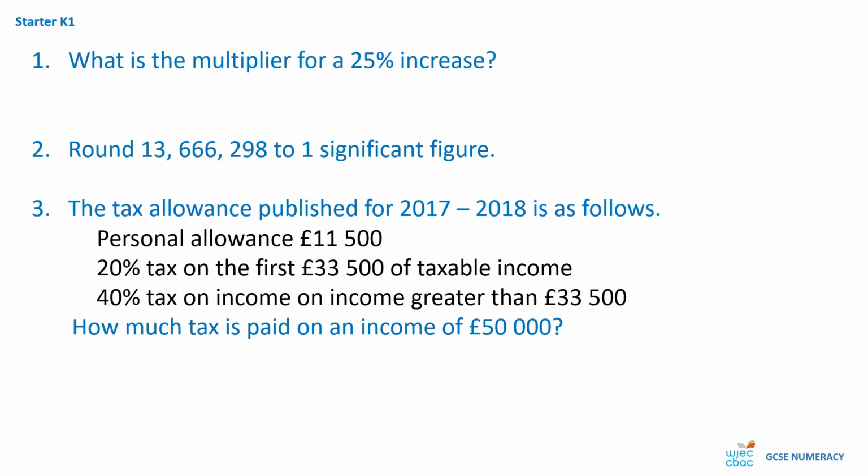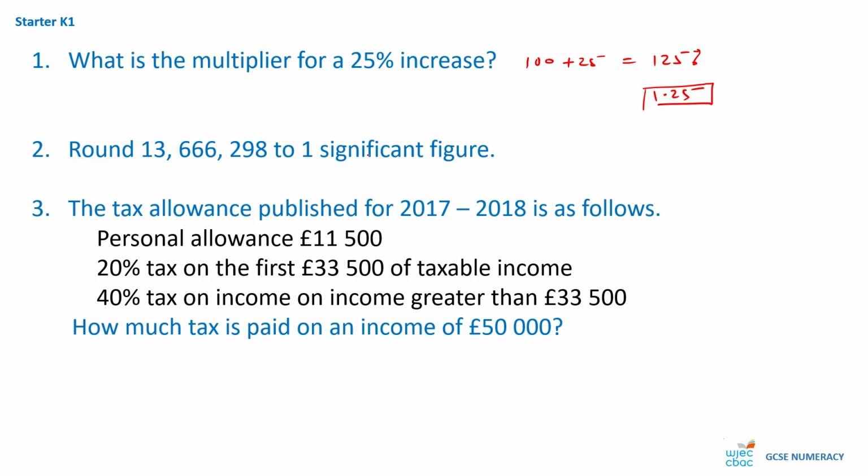Okay, so let's go through these questions. Multiply it for a 25% increase. So we're starting at 100, adding 25% on, so that's taking us to 125%, which is equal to 1.25 in decimal. So there's our multiplier.